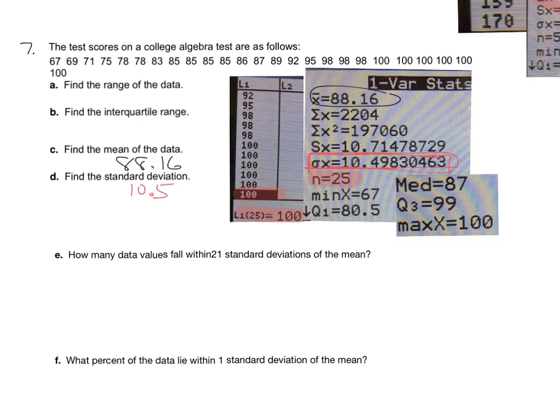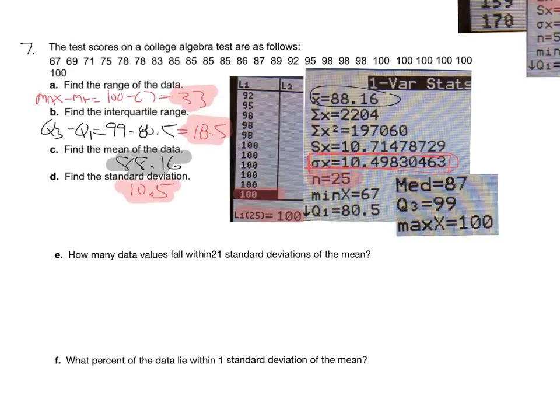The interquartile range, Q3 minus Q1, that's going to be 99 minus 80.5. So here the IQR turns out to be 18.5. And then the range, that's the max minus the min, so that's going to be 100 minus 67, or 33. So there's your answers for the first 4 questions.